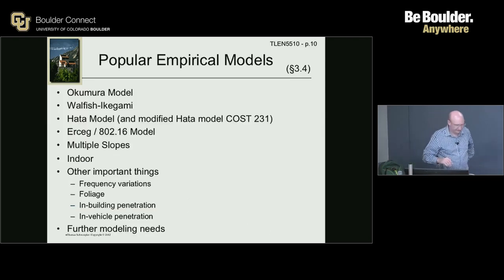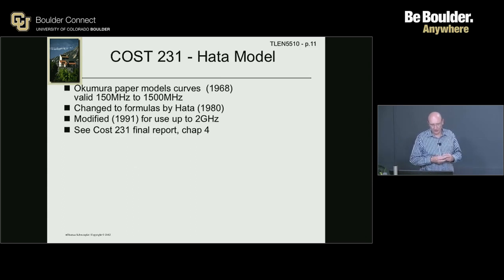Other than that, we'll forget ray tracing and we'll focus more on other classic models, and they're reviewed pretty much in order in the class notes if you want more details, as well as in many books in the area. The COST231 Hata model is very important and still very widely used, so we'll spend a little bit of time on that one. It's really a combination of two models and then an extension of those two models. It combines the Okumura model and Hata model.